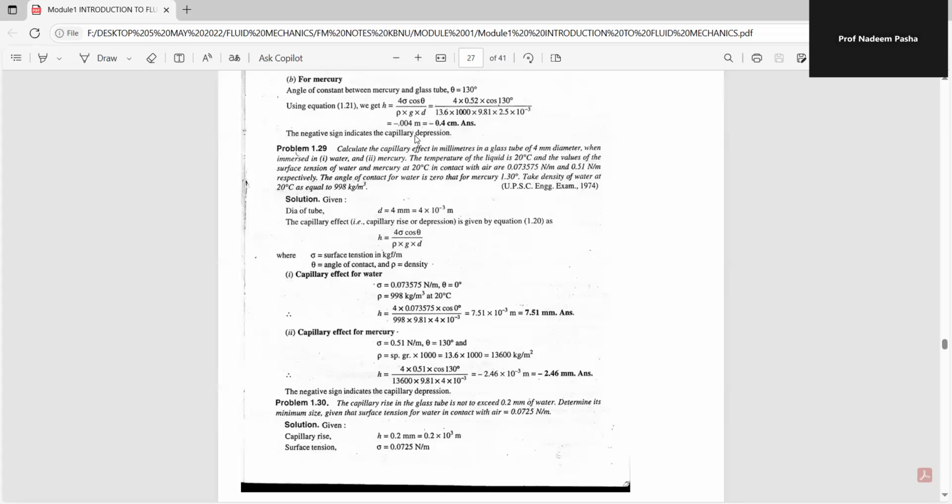And density is not given to you. You need to calculate it. The specific gravity is given to you, 13.6 into 1000. It comes out to be 13600 kg per meter cube. So here H is equal to 4 sigma cos theta divided by rho g D. If you do the calculation, it comes out to be 2.46 into 10 raised to minus 3 meter. Again, it is a negative sign. It indicates it is capillary fall or depression.